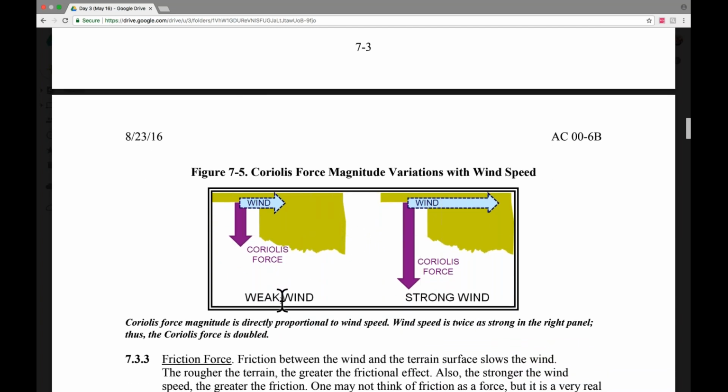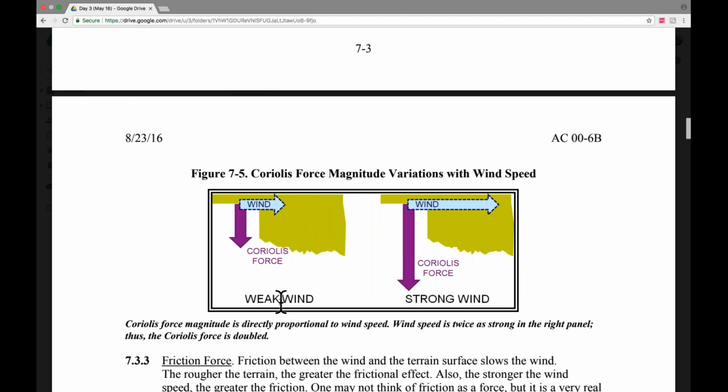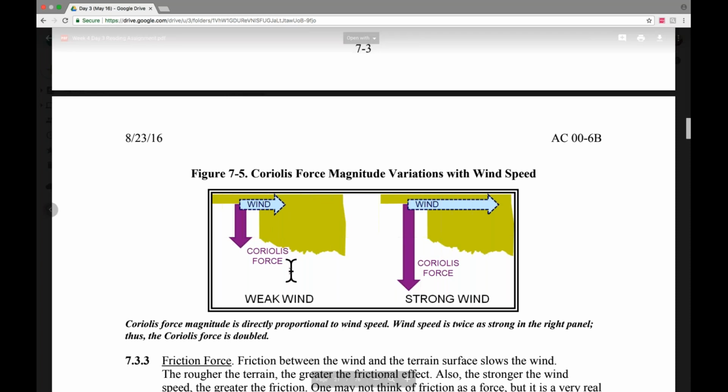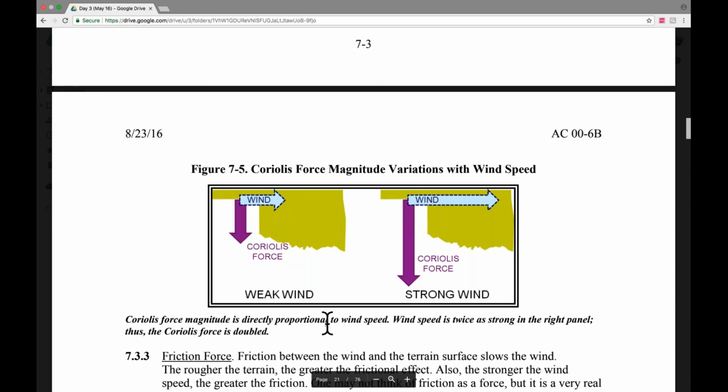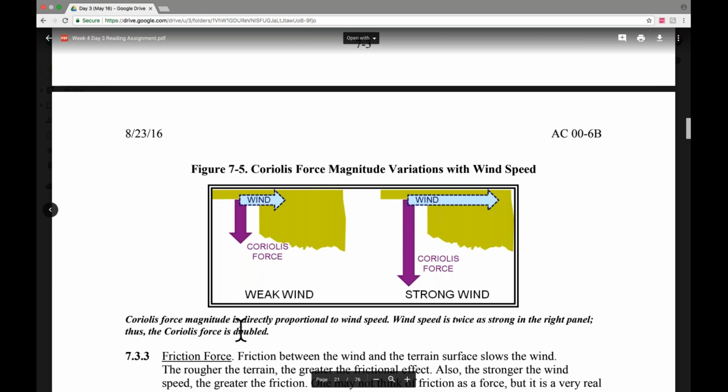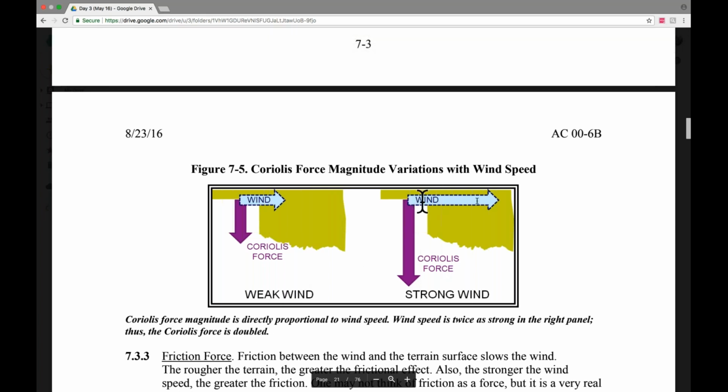With the pressure gradient force, the wind traveled directly proportional. With the Coriolis effect, it's 90 degrees off, right? So Coriolis force is pulling down, and the wind will move 90 degrees perpendicular to the Coriolis force. So the Coriolis force magnitude is directly proportional to wind speed. The wind speed is twice as strong in the right panel, thus the Coriolis force is doubled. So the actual speed of the wind is proportional to the force of the Coriolis effect.